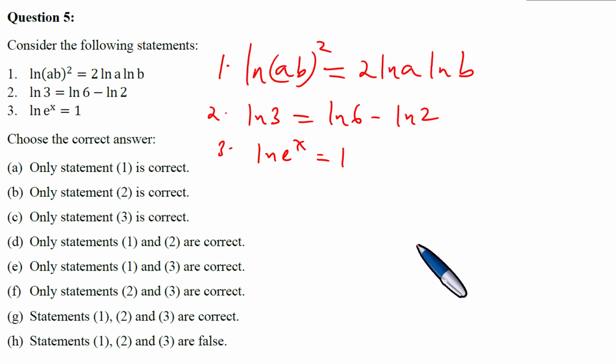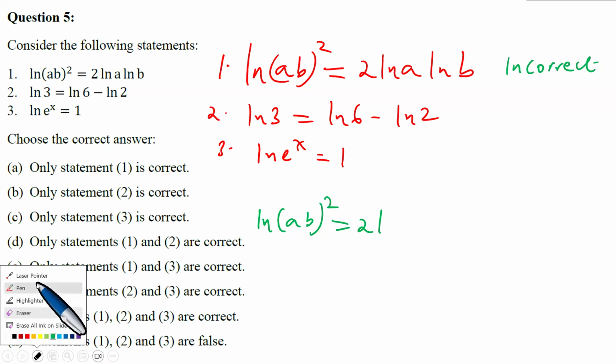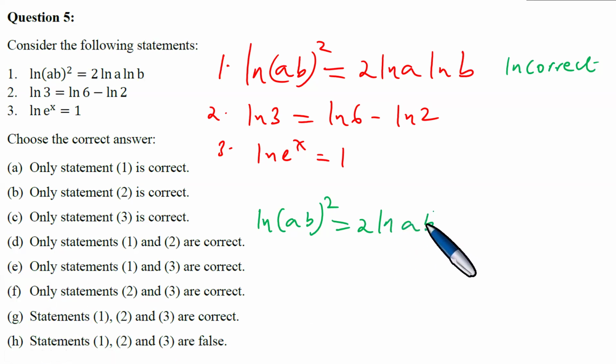Okay, because we're just practicing here, but it's too easy, right? So this one, first and foremost, I'm going to do it in green color. This first one is incorrect, because we know that the ln of AB squared is 2 ln AB. If it is 2 ln AB, it is not the same as this. So this one is incorrect.